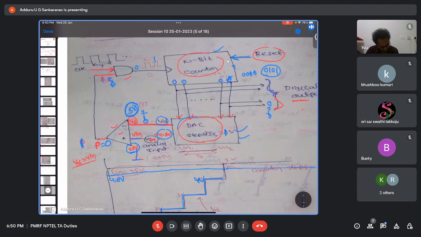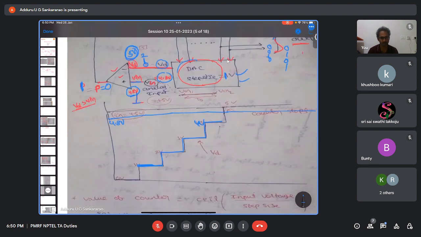So the AND gate input is 0. So how many clock pulses you apply doesn't matter. The clock pulses will not reach the counter. That means only the first 5 clock pulses reached. That means the counter stops there. So that is nothing but our output 0 1 0 1. You got it, right? The counter stops there because afterwards it cannot increment. Okay.